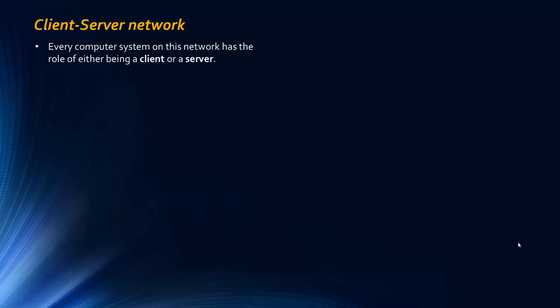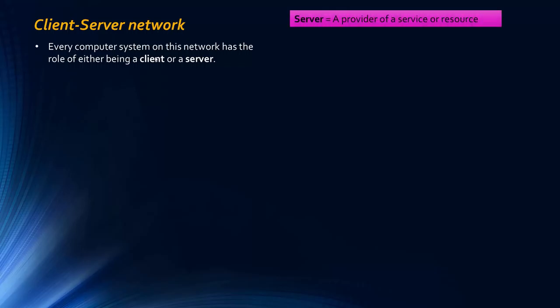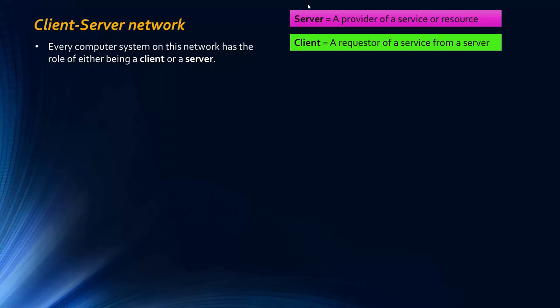So on a client server network, every computer system, every node on the network has the role of either being a client or a server. So there's two definitions. A server is a provider of a service or resource, and a client is a requester of a service from a server. So two definitions that need to be used in tandem. Not brilliant definitions, so I don't know how I should define them, but we're going to be using these two terms quite a bit.